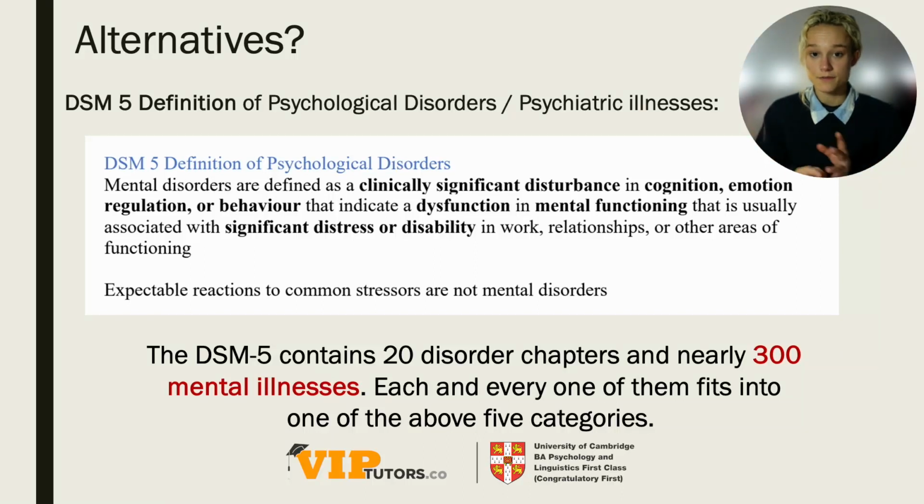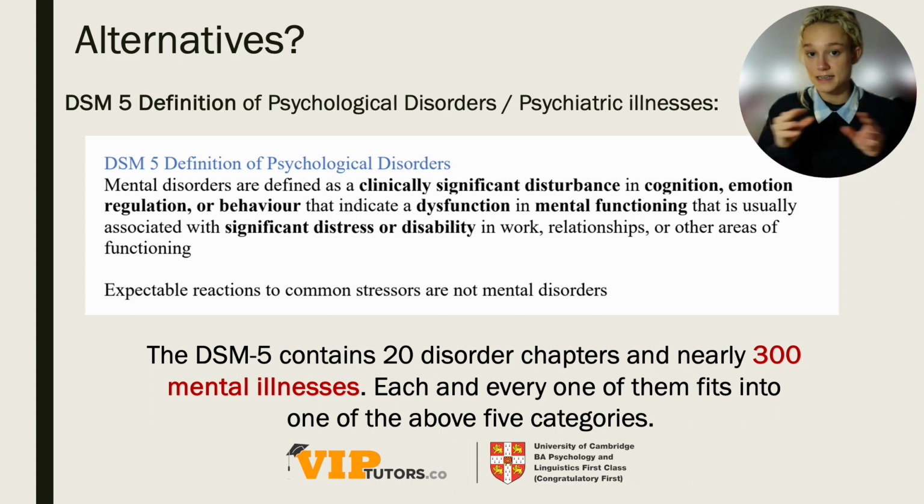The main alternative in psychology, which I've mentioned before, is the DSM, the Diagnostic Statistical Manual, which is highly regarded and highly respected and used by the majority of modern healthcare systems in the West. So they define a psychological disorder as a clinically significant disturbance in cognition, emotion regulation, or behaviour that indicates a dysfunction in mental functioning that's usually associated with significant distress or disability in work, relationships, or other areas of functioning.